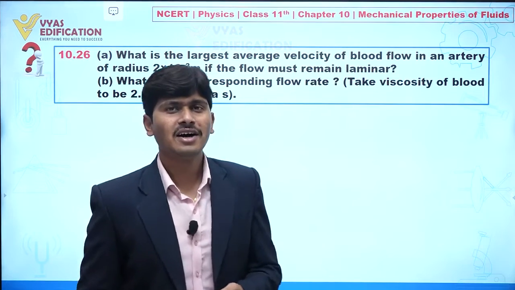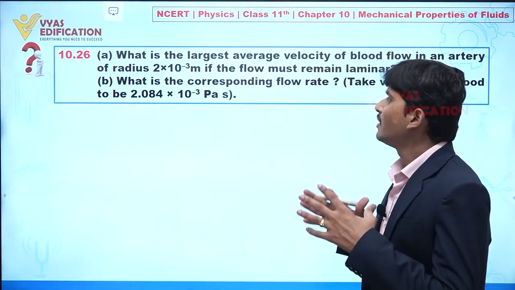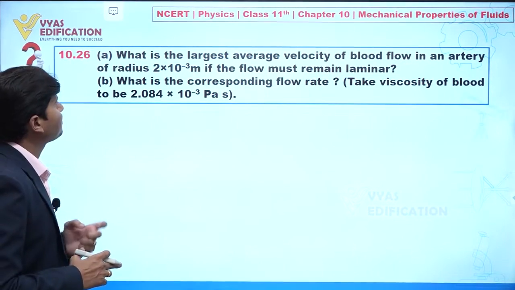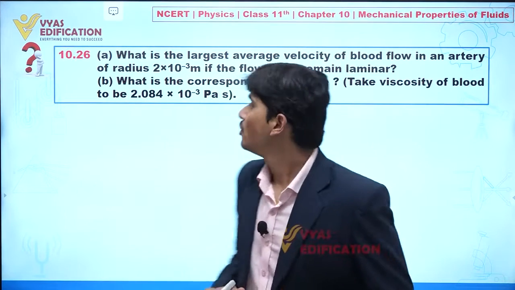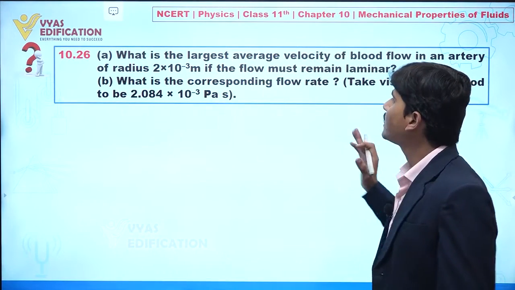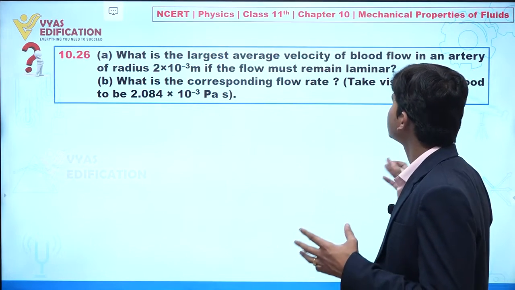Now students, we are going to discuss question number 10.26, and this question contains two parts, part number A and part number B. In this question it is given to you, part number A, what is the largest average velocity of blood flow in an artery of radius 2 into 10 to the power minus 3 meter if the flow must remain laminar, clear?